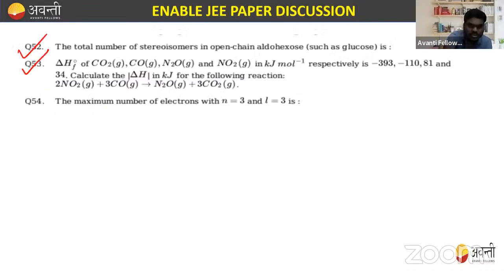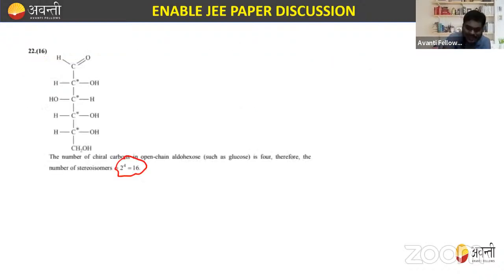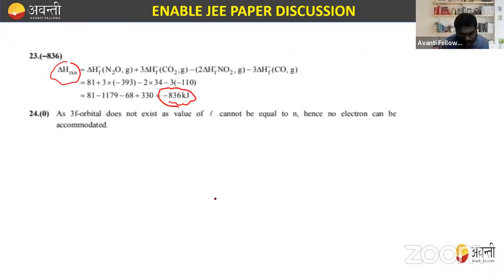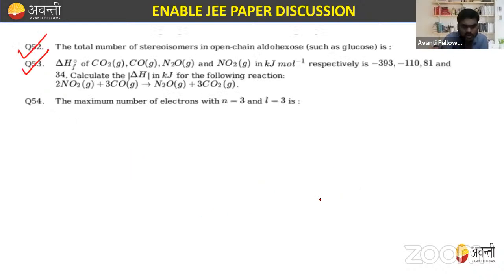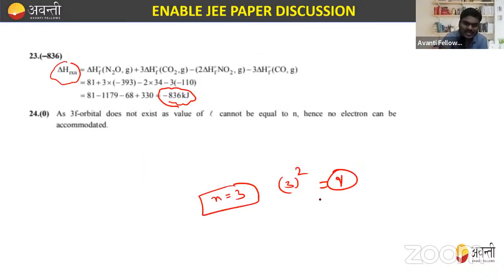Now, what does question 54 demand? The maximum number of electrons with n = 3 and l = 3. We all know that for n = 3, the maximum number of electrons is 3 squared, that is 9. So this is all about the number of electrons if someone says n is equal to 3. But in this question, l is also given. So n is 3 and l is also 3.